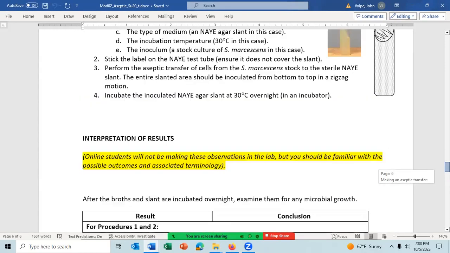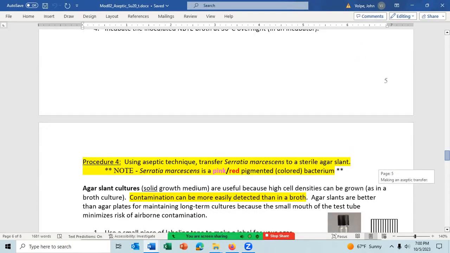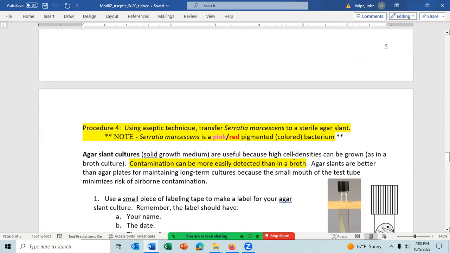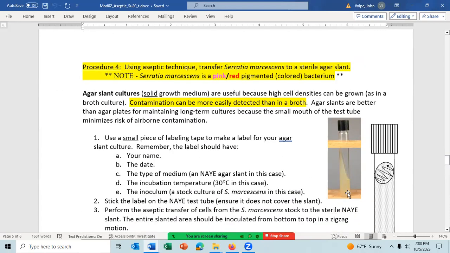In procedure 4, you're going to be transferring, using a loop, Serratia marcescens with sterile technique from the stock culture onto an agar slant. Here is an agar slant here, and how you inoculate the agar slant is you sterilize the loop, cool it on the inside of the tube of the stock culture, and then pick up the bacteria on the stock culture, and then inoculate the slant using an S-like motion.